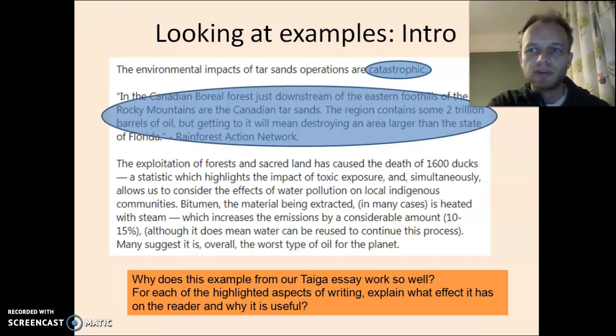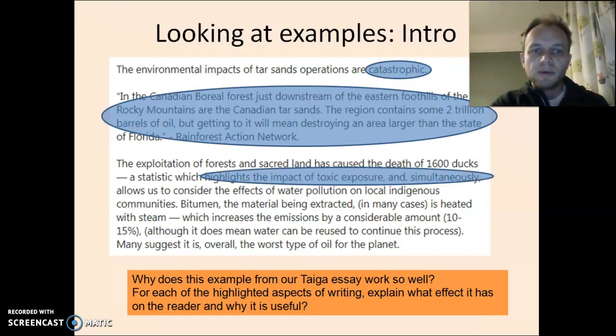They then put in a quote, and quotes are so good to put into your answer. You don't need to use the whole thing, but use a quote and say where it's come from, because these are people, these are experts in their field. Rainforest Action Network, a really well regarded organization. Use their information to support your arguments.